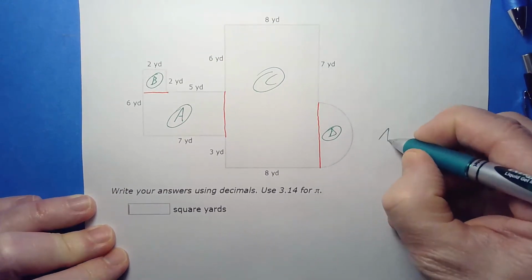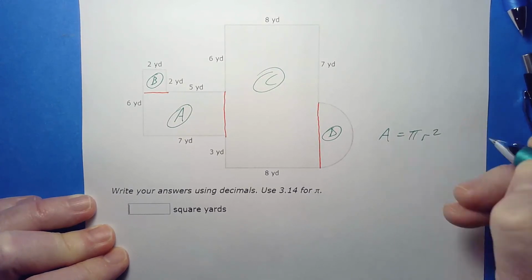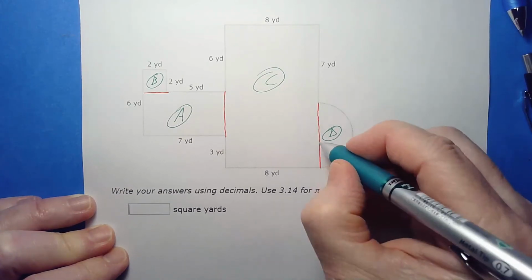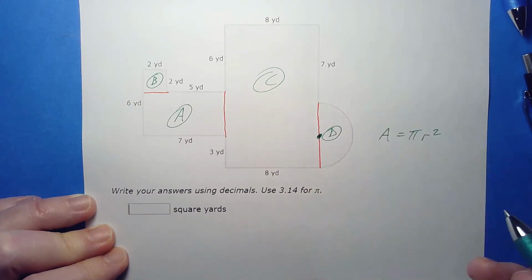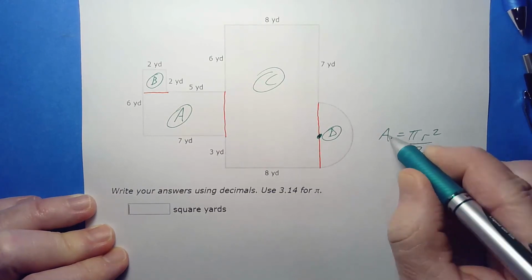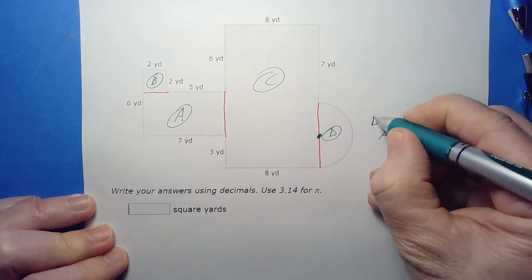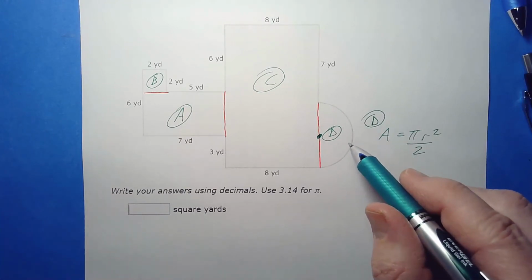The area of a circle equals pi r squared, right? Area equals pi r squared. So I'm going to need to figure out the radius here, not the diameter. And by the way, look, it's only half of a circle, right? So this is going to be pi r squared over 2. That's what D is going to be. Area equals pi r squared over 2. So let's see how we're going to figure this out.